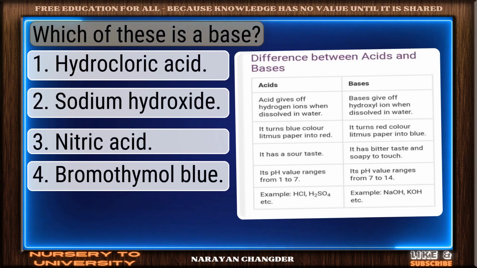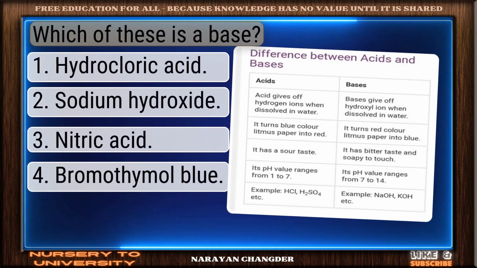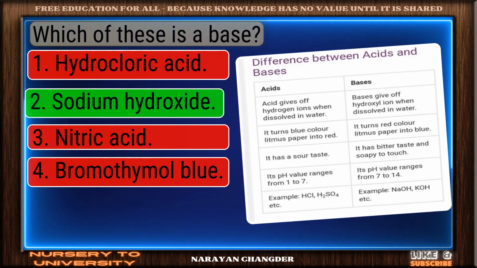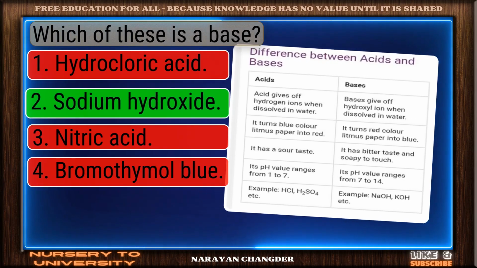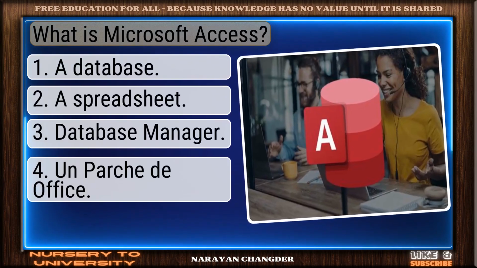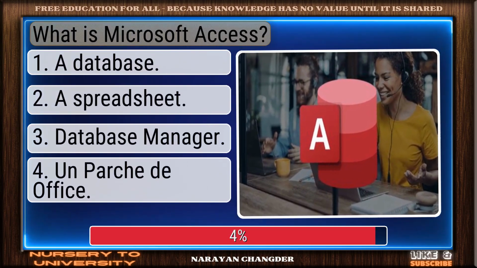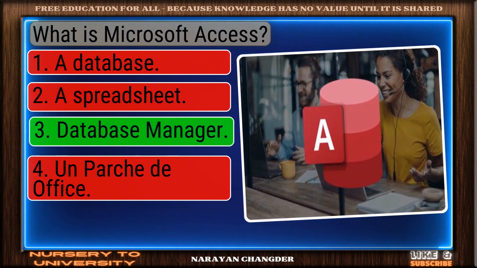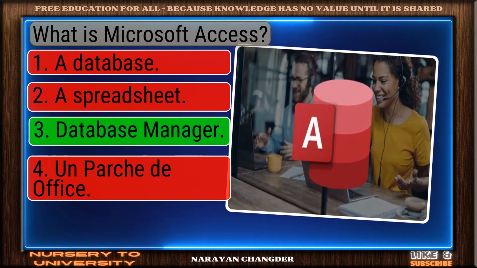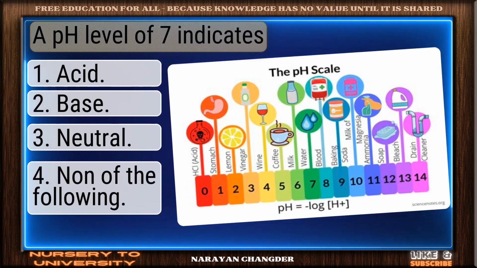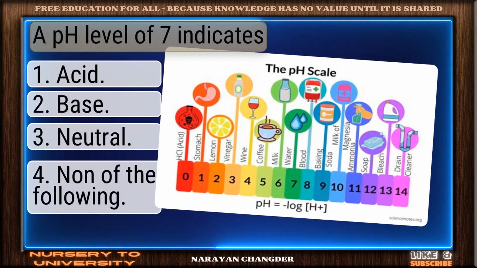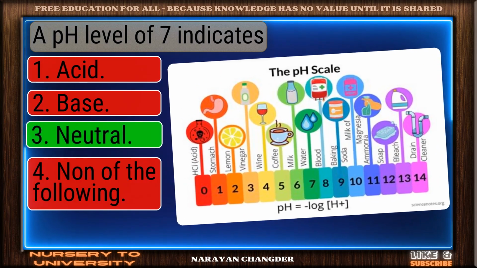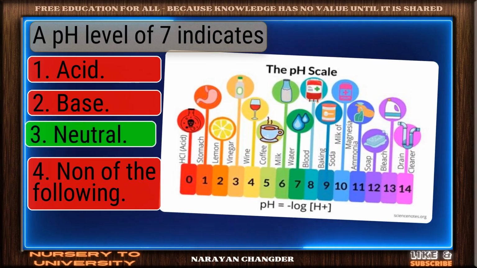Question number 202. Which of these is a base? Right choice. Sodium hydroxide is the best answer. Question number 203. What is Microsoft Access? Correct response. Database manager is the most accurate answer. Question number 204. A pH level of 7 indicates. Good job. Your answer neutral works well here.